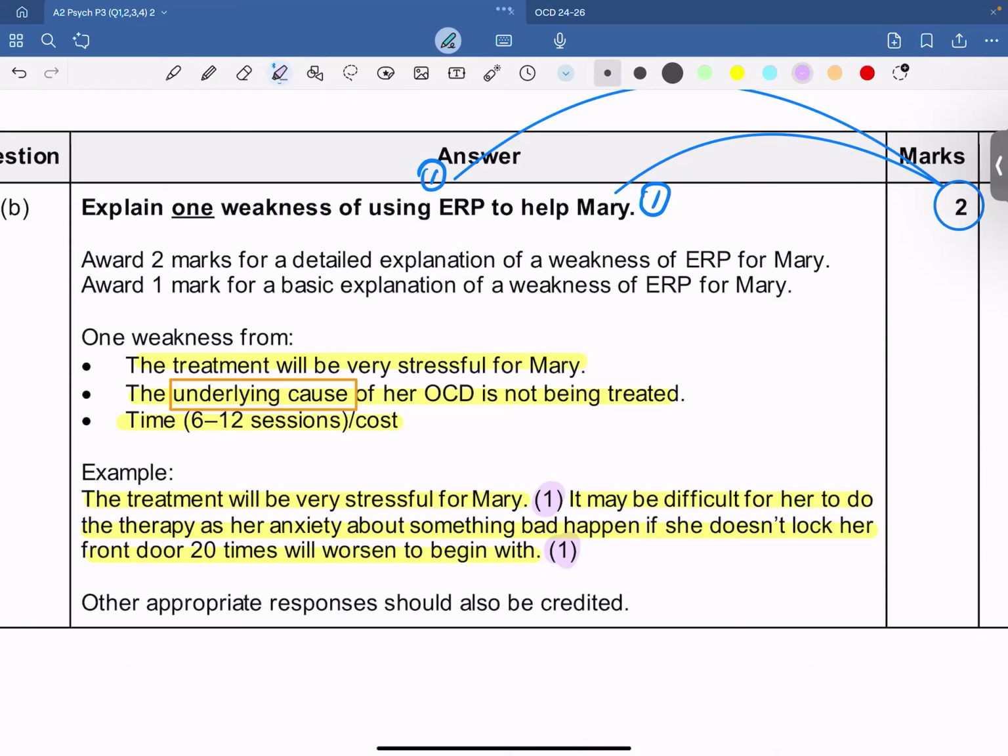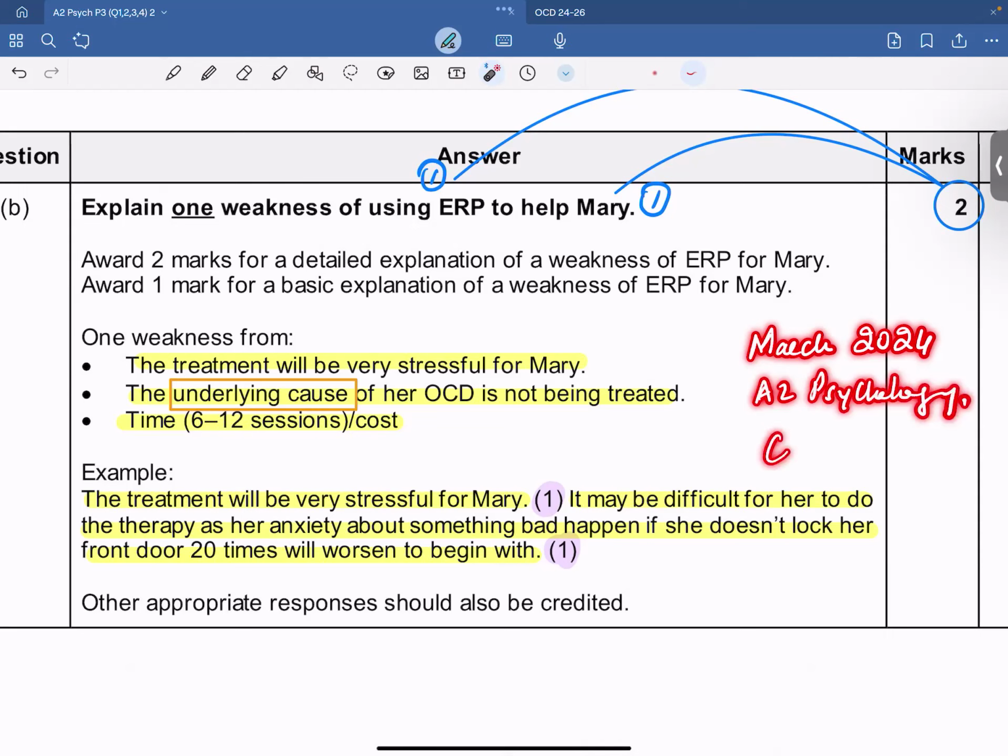So this was a very quick little revision of ERP, that is the exposure and response prevention technique. While revising this, like I said, I picked up a question from the March 2024 A2 psychology paper. This is the clinical psychology part where we picked up question number 3, and we discussed both question 3A and 3B. I hope this was helpful. Thank you.